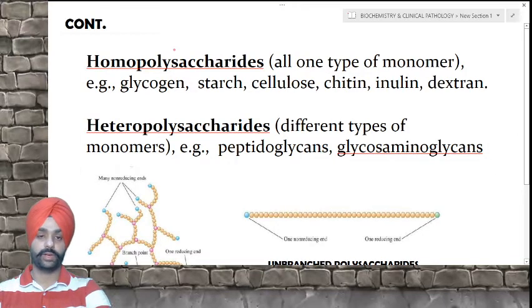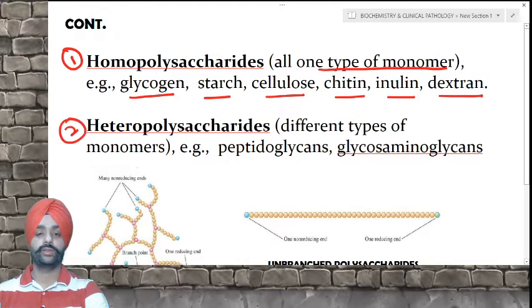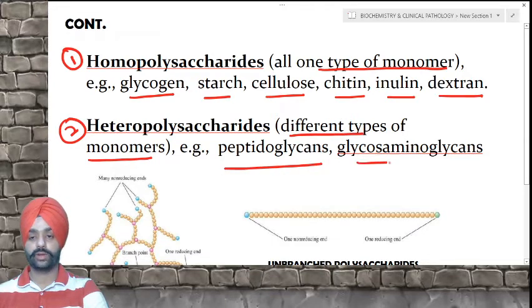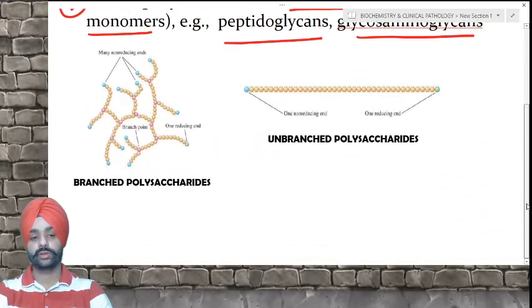What are homopolysaccharides? They always contain one type of monomer. For example, glycogen, starch, cellulose, chitin, inulin and dextran. Whereas the second type, heteropolysaccharides, contain different types of monomers. Peptidoglycans and glycosaminoglycans are examples of heteropolysaccharides.